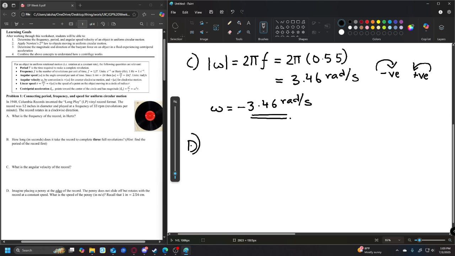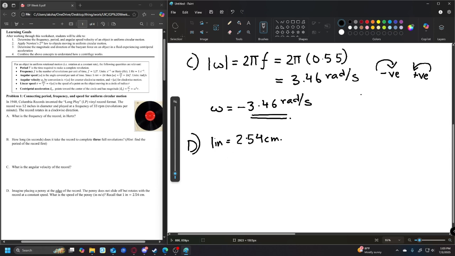Part D for question number 1 talks about imagine placing a penny at the edge of the record. The penny does not slide off but rotates with the record at a constant speed. What is the speed of the penny in meters per second, recalling that 1 inch is 2.54 centimeters?